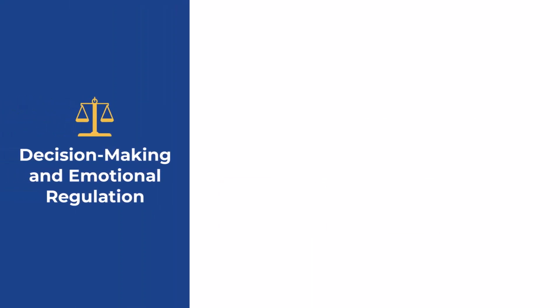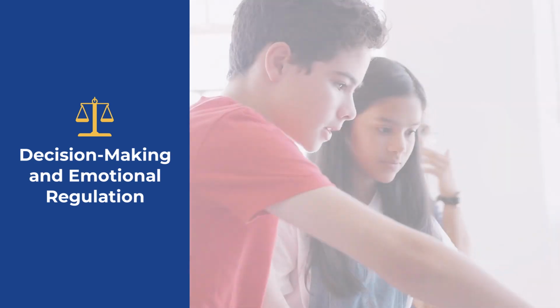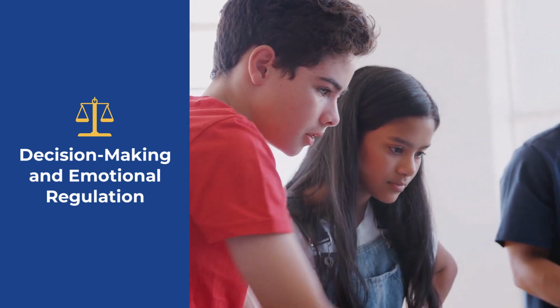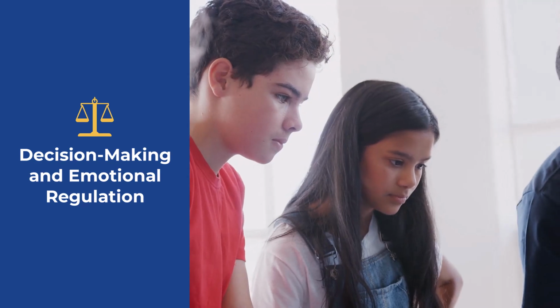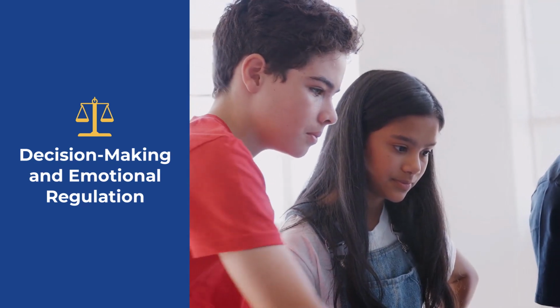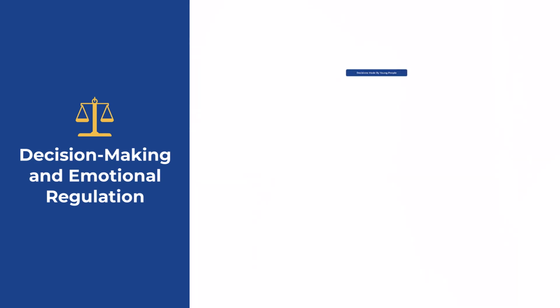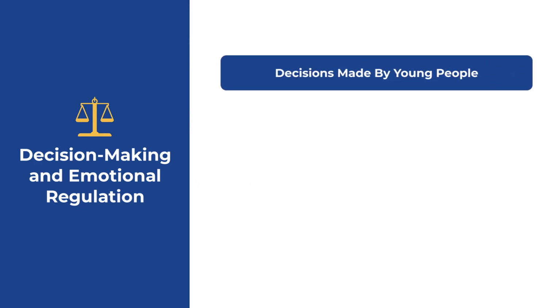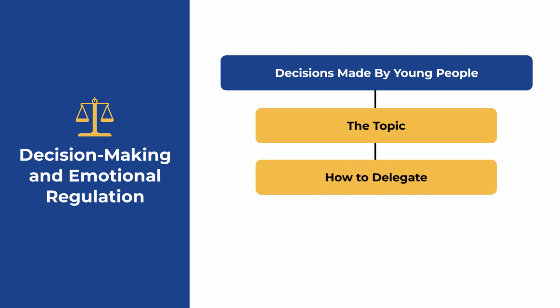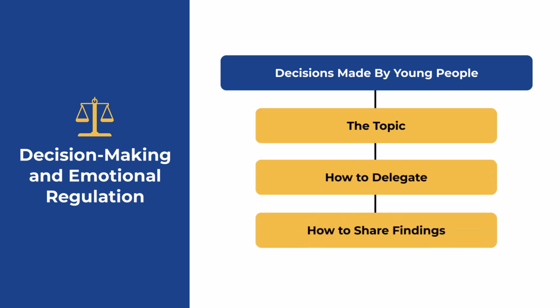A third developmental need is decision-making and emotional regulation. Throughout adolescence, young people learn to regulate their emotional responses, consider the feelings of others, and navigate making complex decisions. Throughout the YPAR process, young people make decisions about the topic they want to research, how they will delegate tasks, and how they want to share their findings with decision makers.